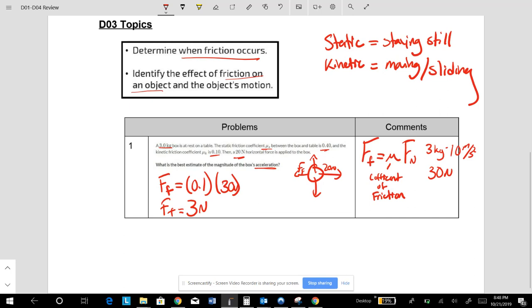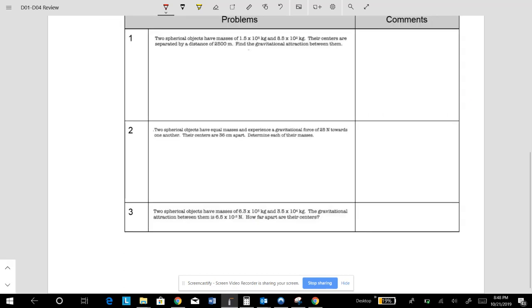Cool? And that one too, if you wanted to, you could write -3. That indicates that it's minusing from the 20 as well, or moving to the left. But if you just left it as 3 newtons, that would be correct as well. All right, let's move on to problem 2.